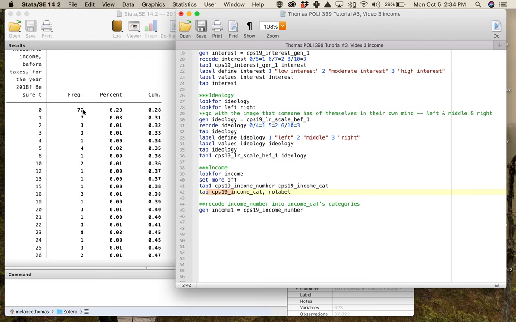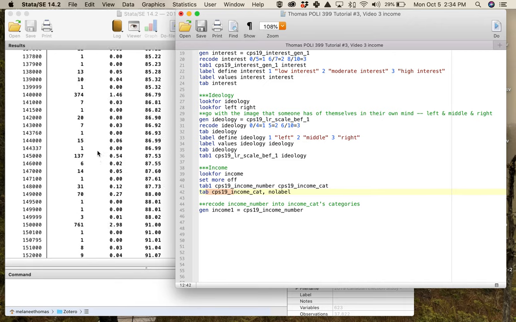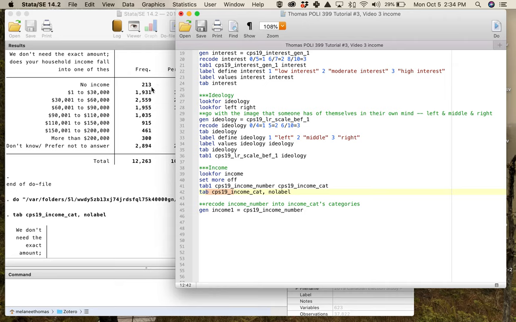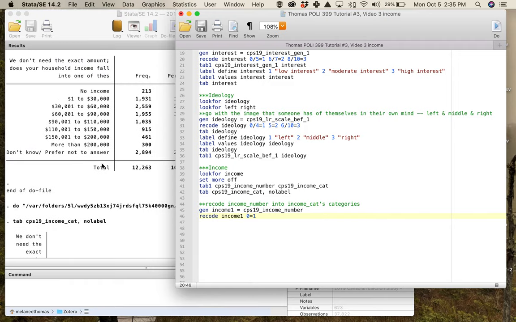So here, these zero, I've got 72 people who say that they earned literally $0 in income number. But if I look at income categories, the people who said no income out of this one are 213. So I know that it corresponds to the numeral one, not zero. So the very first thing I need to do is to recode income1, 0 equals 1. Now two is my 1 to 30,000. So 1 through 30,000 equals 2.